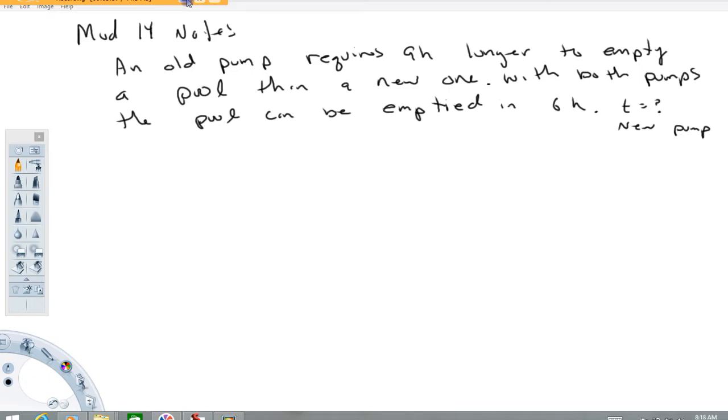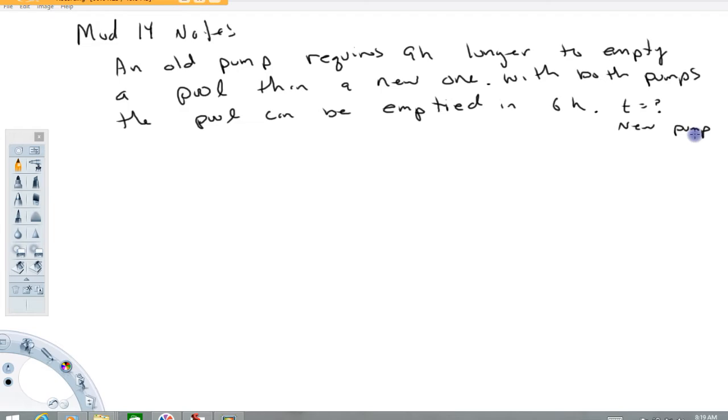All right, folks, I'm back, and we're going to take a look at the third problem down here on your Module 14.4 applications section. And it says, I took a little time here to type it out, an old pump requires 9 hours longer to empty a pool than a new one. With both pumps running, the pool can be emptied in 6 hours. And I shorthanded this, but find the time for the new pump to empty that same pool.